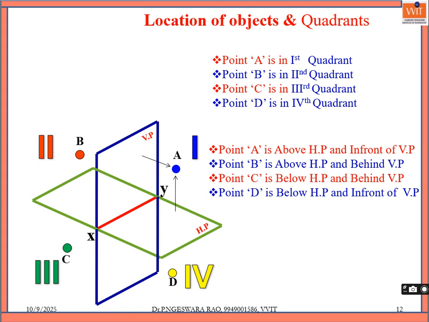Thank you. Today we learned the meaning of orthographic projection, how to identify in which quadrant the object is located, and the meaning of reference planes, how many reference planes there are, like the vertical plane and horizontal plane, and the different views like front view, top view, and side view, the basic views. Thank you.